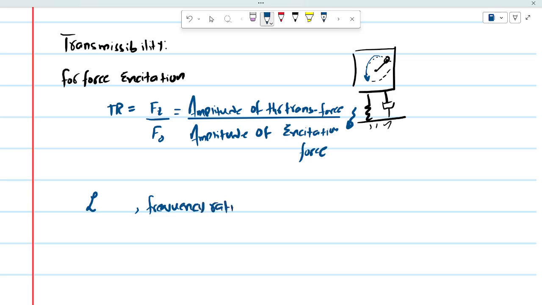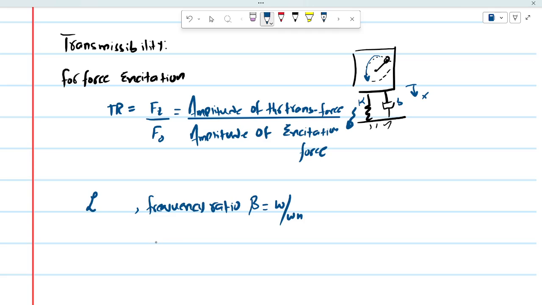Previously we discussed the amplitude ratio. Now we have the frequency ratio, that is represented by beta, so it's omega divided by omega n. Let's assume we have an unbalanced mass generating some force, which is being transmitted to the foundation through a spring with a spring constant K and a damper with a damping constant B, and there's some excitation X in this direction.